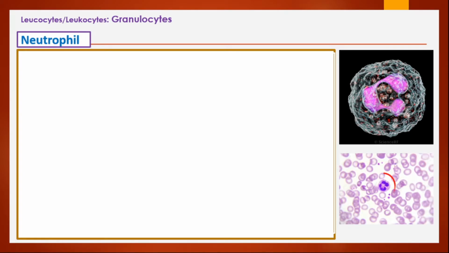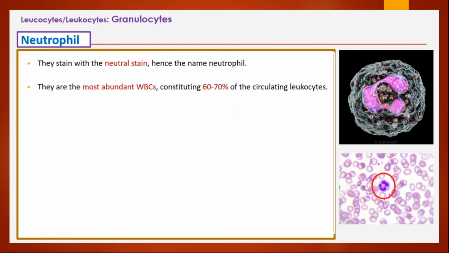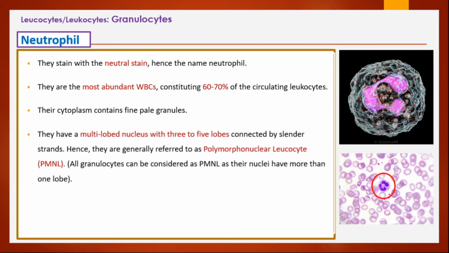Let us discuss the granulocytes. Number 1, neutrophil. Neutrophils stain with a neutral stain, hence the name neutrophil. They are the most abundant WBCs, comprising 60 to 70% of the total circulating WBCs. Their cytoplasm contains fine, pale granules.